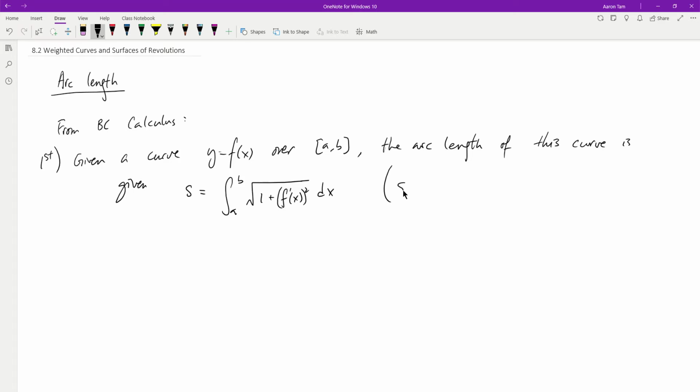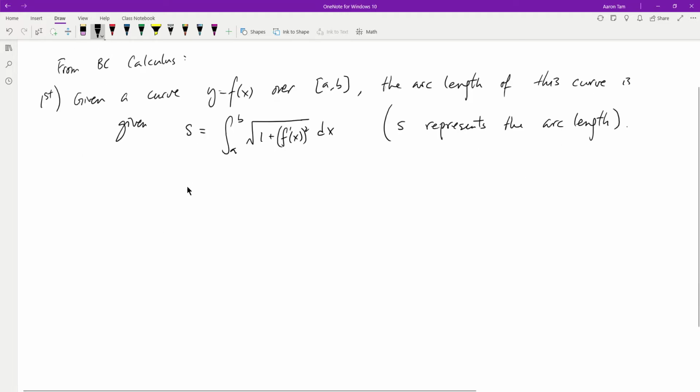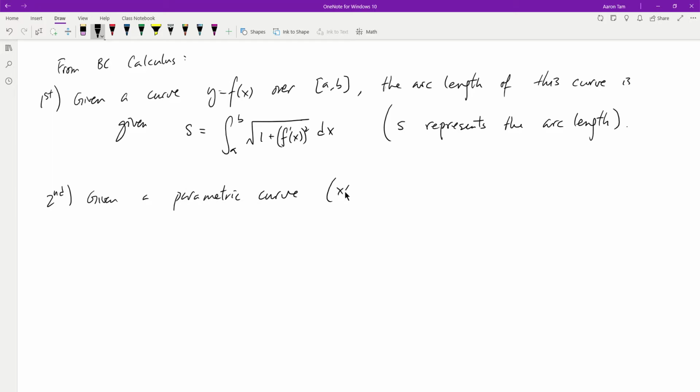Here S basically represents the arc length. I don't know why we use the letter S for arc length, but that's what mathematicians usually use. Now, however, there's a second formula for arc length, which is what happens if the curve is given as a parametric curve. So let's say given a parametric curve, basically x of t, y of t, over the interval from a to b.